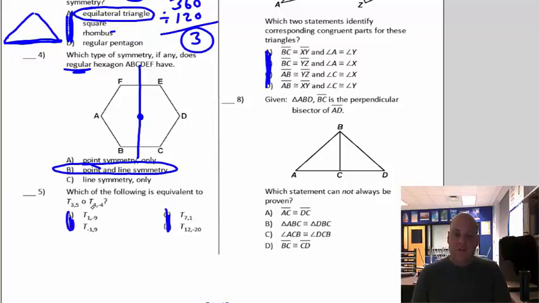Which of the following is equivalent to this? So we have a translation 3, 5. I just can't see the screen. I gotta keep looking down.